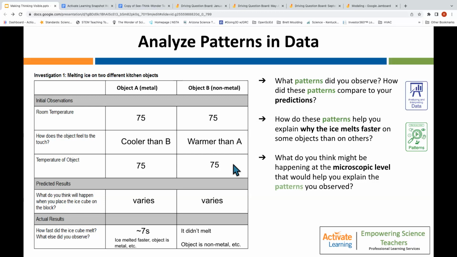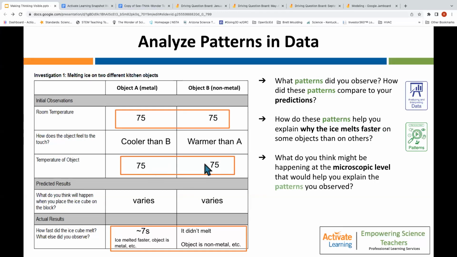So remember, you were wondering if they were the same temperature? Guess what we just figured out? Did we just get the answer to that question? We just learned that not only is the environment the same temperature, the materials are the same temperature. So we could revisit the driving question board and answer that. Are they the same temperature? The answer is yes in this case.